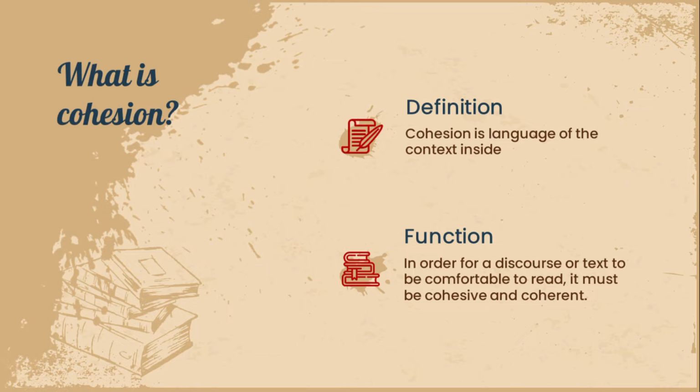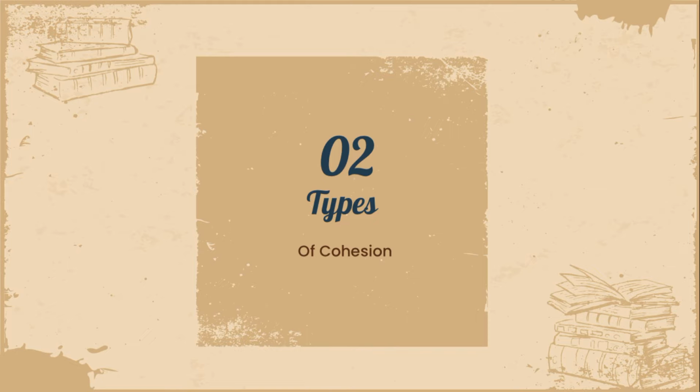And how about the function of cohesion? The function of cohesion is, in order for a discourse or text to be comfortable to read, so it must be cohesive and coherent. Number 2 is the types of cohesion.